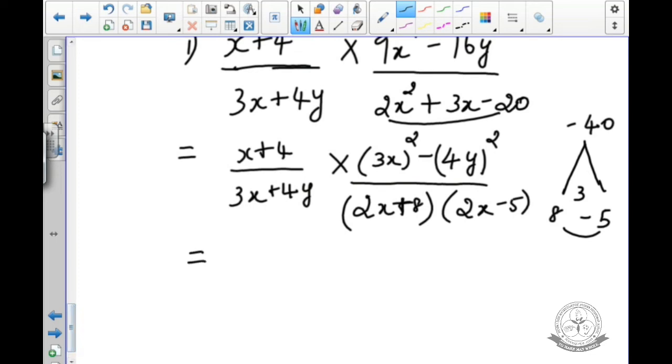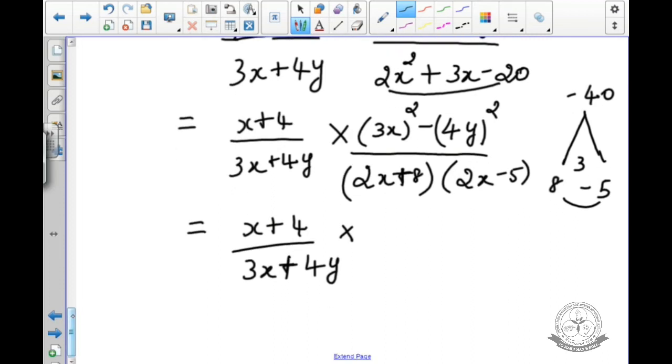Is equal to x plus 4 divided by 3x plus 4y into, here also how can we split this number, a square minus b square format, you know.